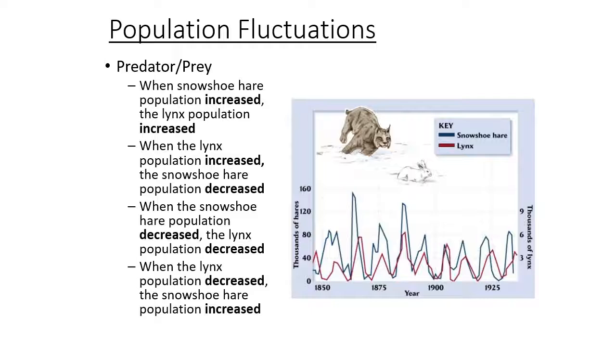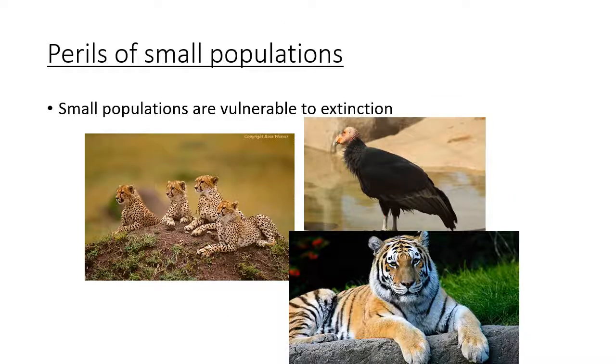So when the number of hare decrease, well, now the lynx doesn't have enough food, so they're going to start to decrease. And so when the number of lynx starts to decrease, well, hey, now the lynx aren't eating them as much anymore. So now they can have babies and repopulate. And so now the number of hare is starting to increase again.